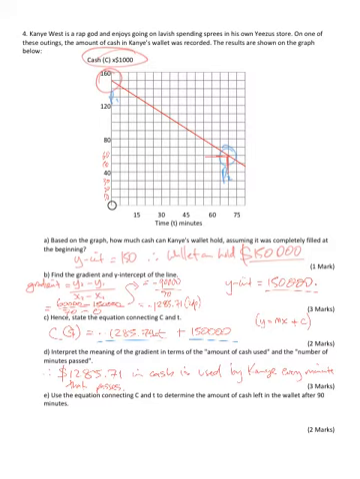Use the equation connecting C and T to determine the amount of cash left in the wallet after 90 minutes. So we've got our formula, but we're interested in what happens at 90 minutes. Negative 1285.71 times 90 plus 150,000. That comes to negative 115,713.90, approximately, plus 150,000, because I rounded that to 2 decimal points.